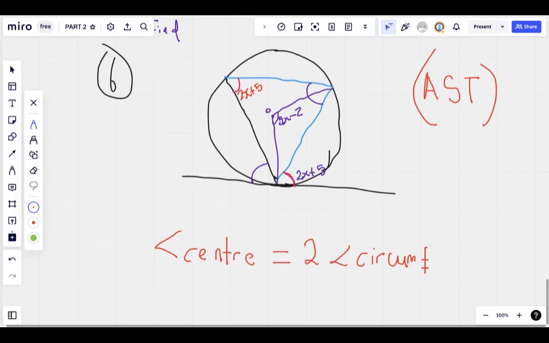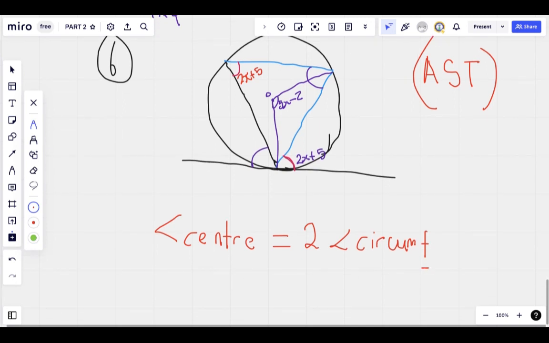Okay, so we apply the rule. Angle at the center is 5x minus 2. Look at it, angle at the center is 5x minus 2. So I write 5x minus 2 is equal to 2 multiplied by, you can just put a bracket, the angle at the circumference. What's the angle at the circumference? 2x plus 5. So you write 2x plus 5.